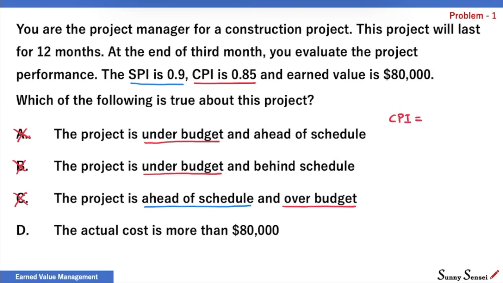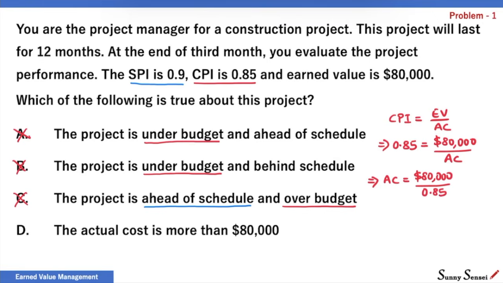CPI is the ratio of earned value to actual cost. CPI is 0.85. EV is 80,000. So AC is $80,000 divided by 0.85. We can see that actual cost will be more than $80,000. Dividing 80,000 with a positive number less than 1 will give us a result that is more than 80,000.